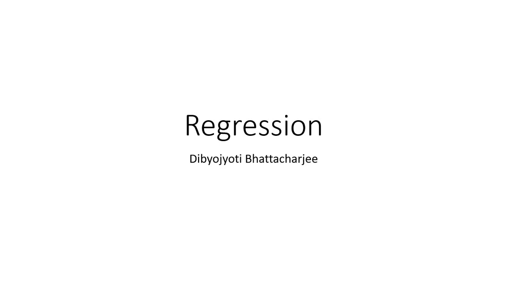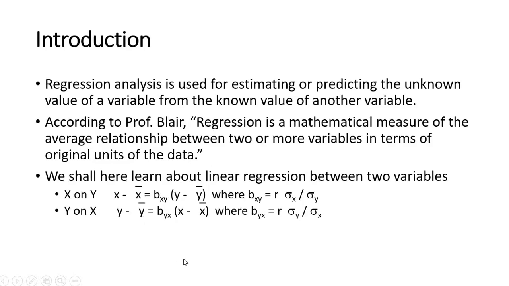So before we go to the next step, we have an idea about regression. Regression analysis deals with estimating or predicting the value of a variable when we know the value of another variable or variables. So that is the situation: we know the value of a given variable and we want to predict or estimate the value of another variable. There are different types of regression, but here we will only concentrate on simple linear regression. And then we have a formal definition also by Professor Blair.